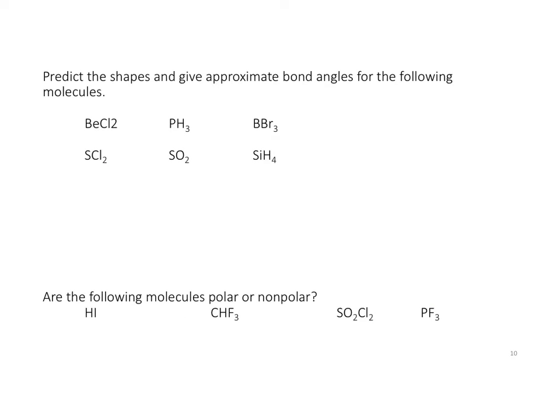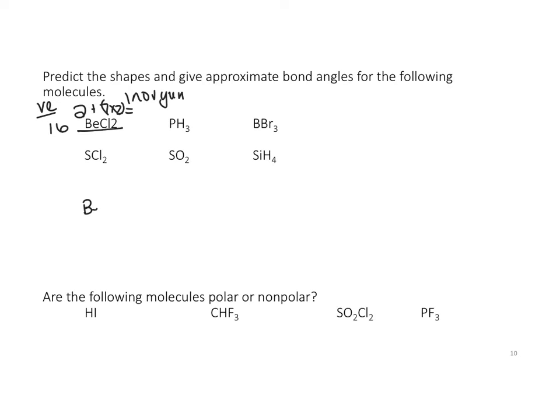Predict the shapes and give approximate bond angles for the following molecules. Okay, so some of these are inorganic, meaning not carbon. So beryllium, we're going to do the total valence electrons, and then we'll do connectivity. Beryllium has 2 because it's group 2, and then chlorine has 7, and there are 2 of them. So that's 14 plus 2 is 16.